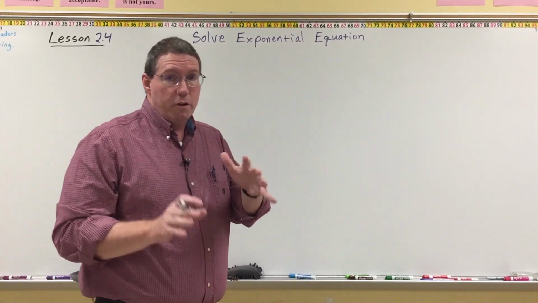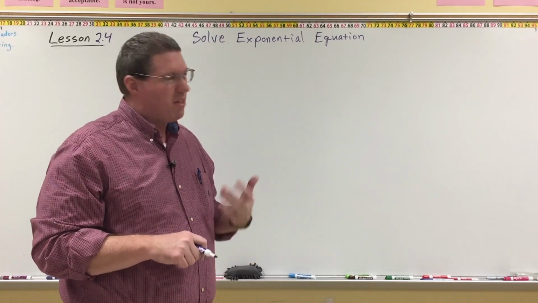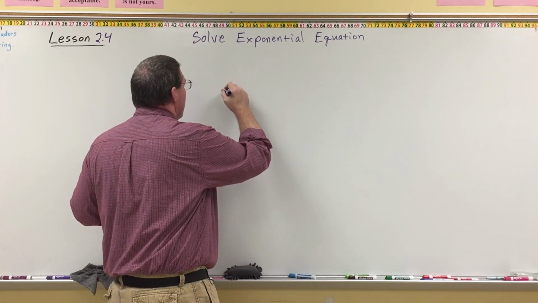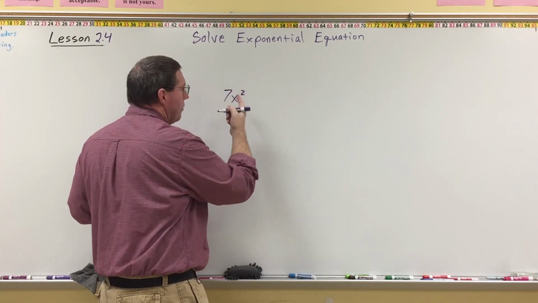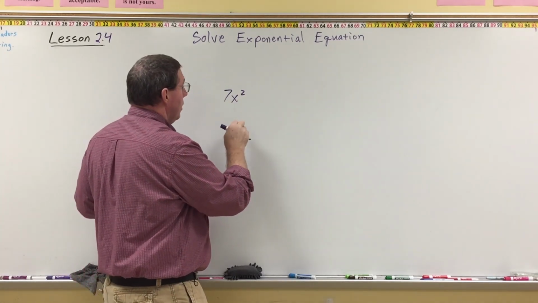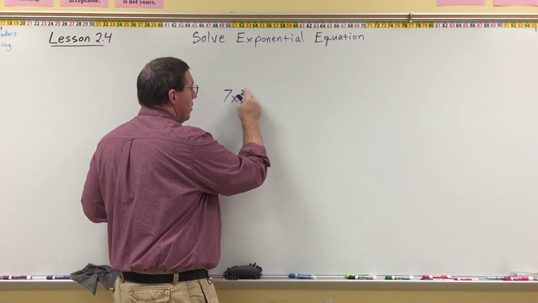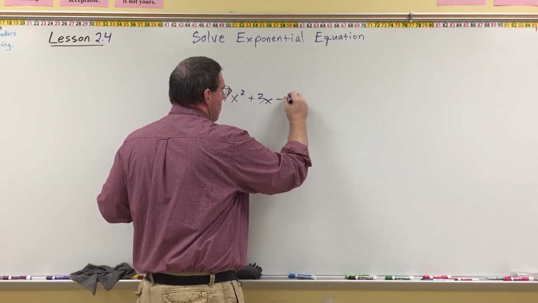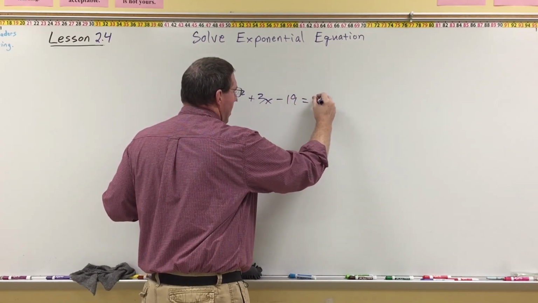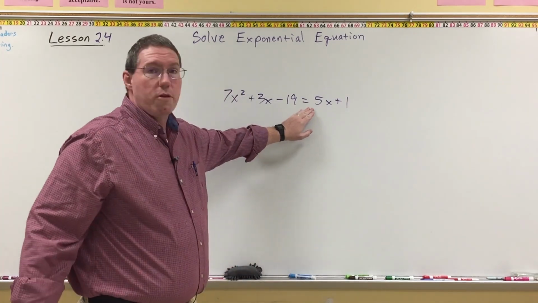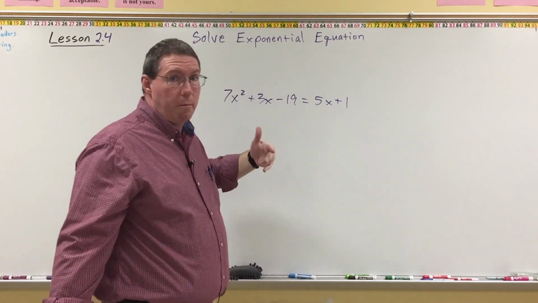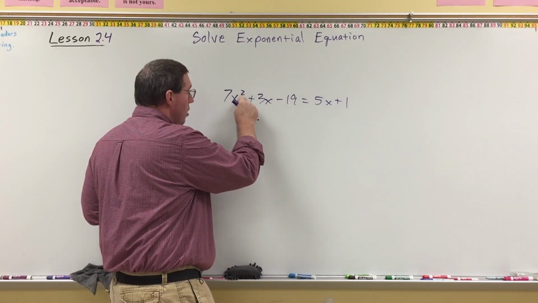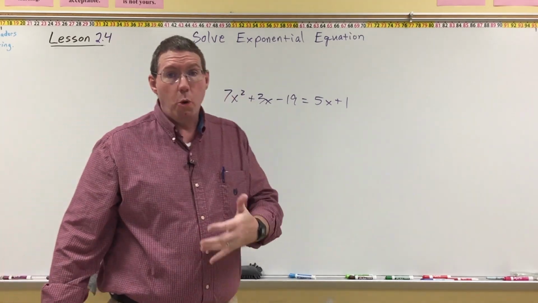Well, I've already pointed out a few times how to tell the difference in these things. Let me show you what an exponential equation is. So you're probably used to seeing 7x squared. That's a quadratic expression because it's a base of a variable to the power of 2, okay? So let's say, plus 3x minus 19 equals 5x plus 1, okay? So it has an equal sign, so it's an equation. It's an equal sign with an expression on both sides. The highest power of x in this whole thing is 2. Therefore, this is a quadratic equation.